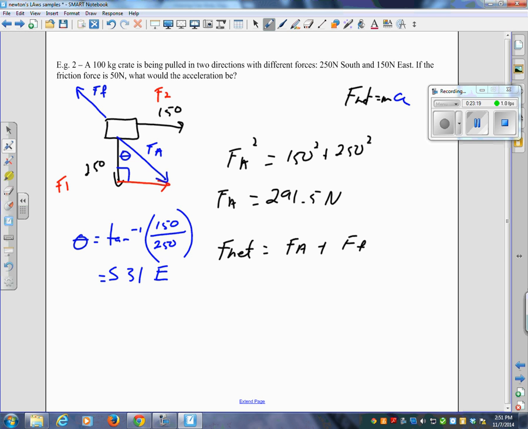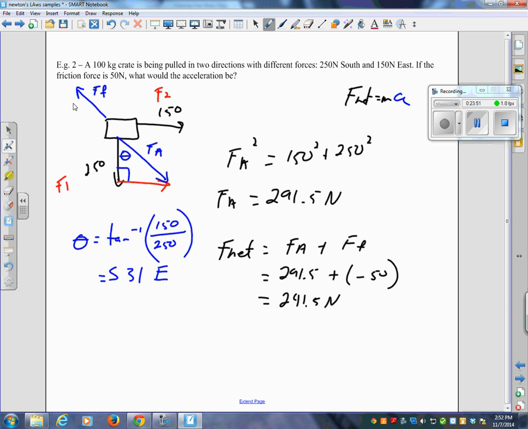Now, do we have to worry about angles and mumbo jumbo here? No, because I already found the angle. So the applied force is 291.5, and I'm going to add a negative 50, because friction is always opposite that angle, right? So I don't need to worry about it. I just know that it's negative, so 241.5. I got 50 from the question.